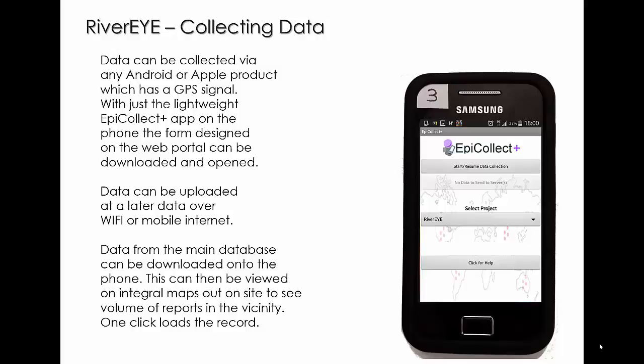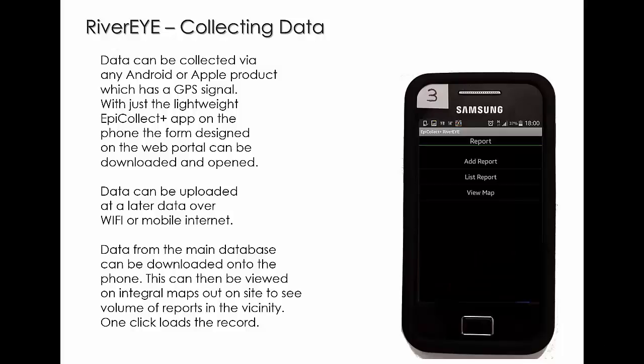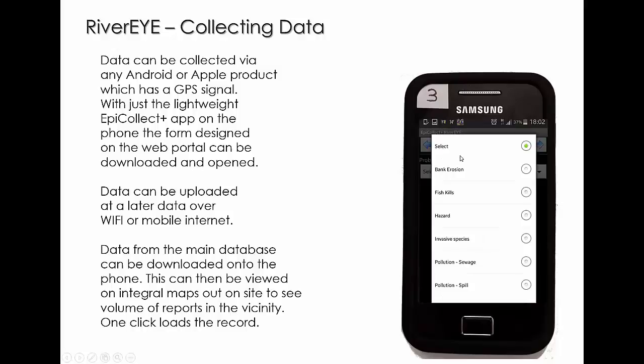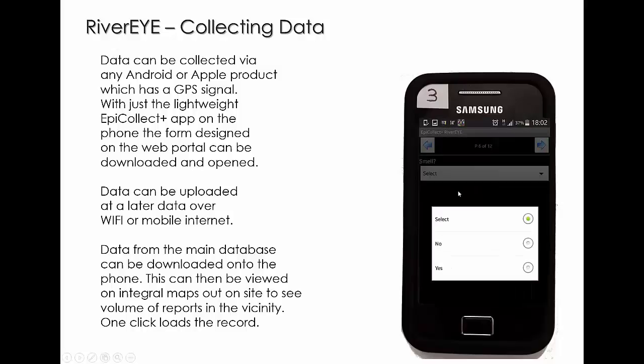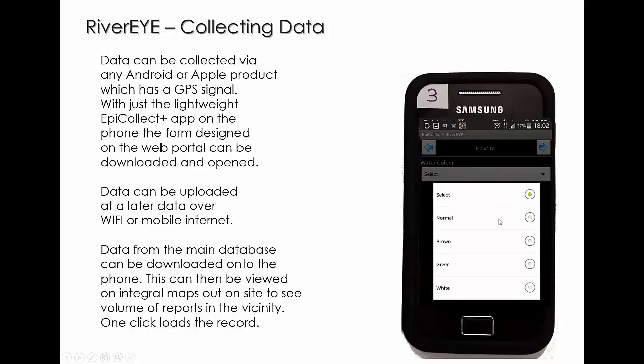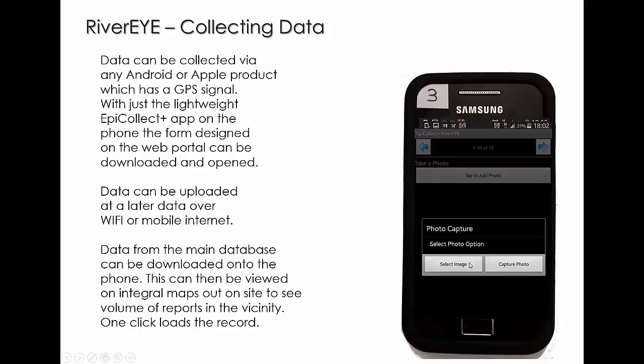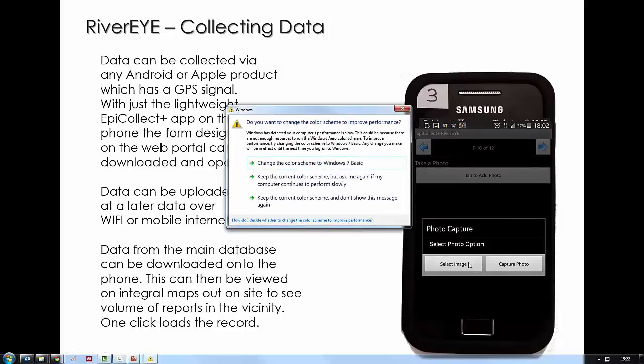Data which is collected is uploaded at a later date over Wi-Fi or mobile internet, and data from the main database can be downloaded onto the phone as well. This means that data can be viewed on integral maps out on site by a project manager to see the volume of reports in the vicinity.